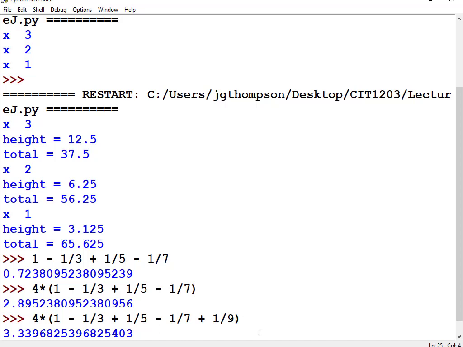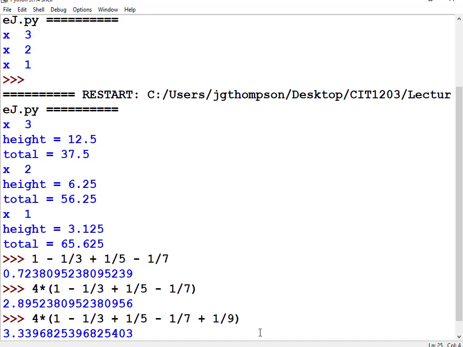So what have you got going on here? Sometimes you're adding, sometimes you're subtracting. The number is actually 1/1, minus 1/3, plus 1/5, minus 1/7, plus 1/9. So you have this number oscillating.